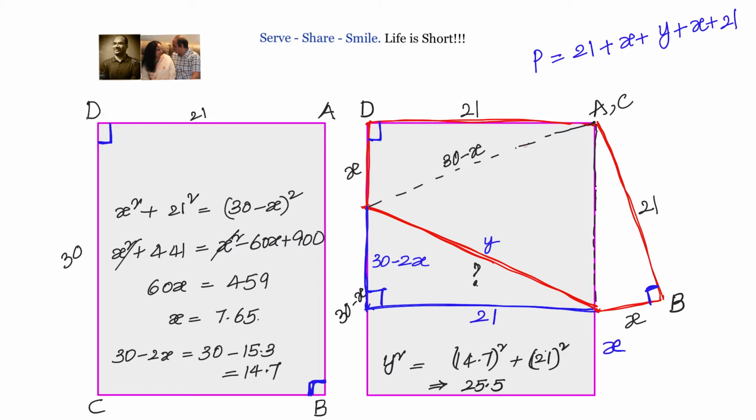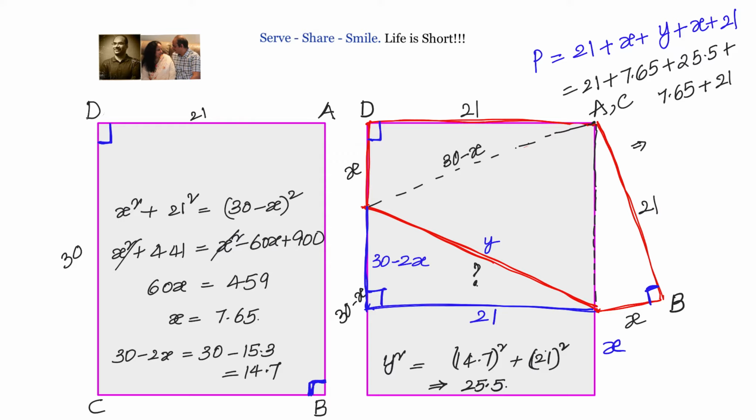25.5 or 25.6. Then we can come back and write down the perimeter equals 21 plus x 7.65 plus y, which is 25.5, plus x, which is again 7.65, plus 21.